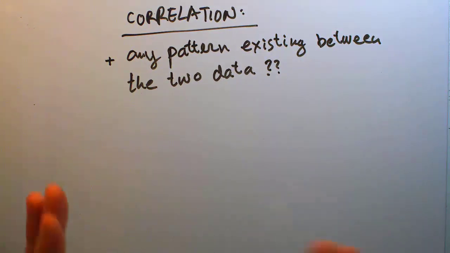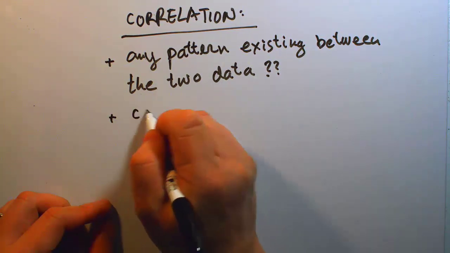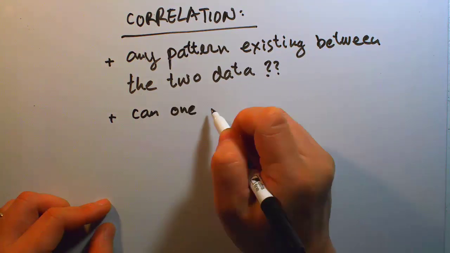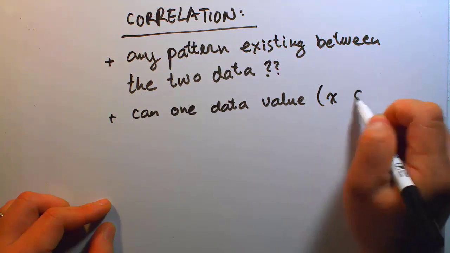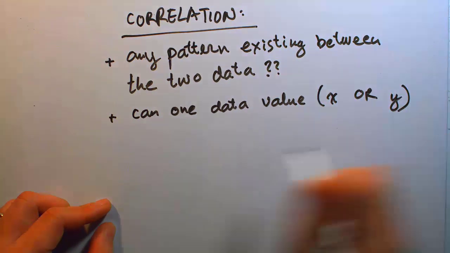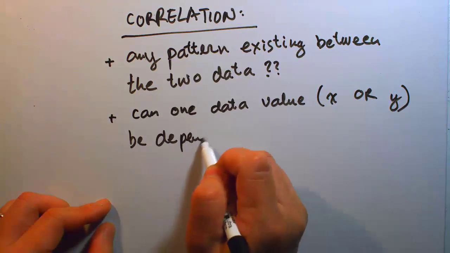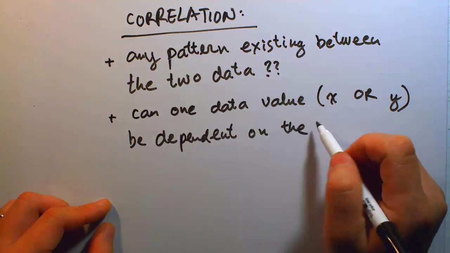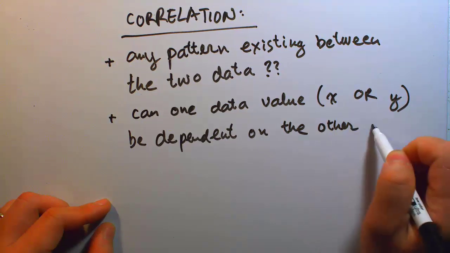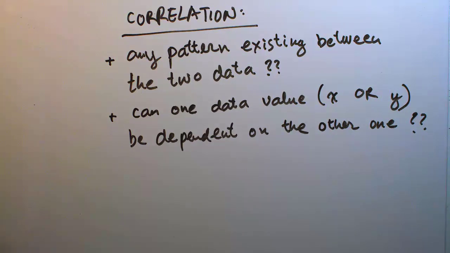We want to know, is there any pattern existing between the two data, or can one data value, say it could be X or Y, be dependent on the other one. And so that's what we're looking for.